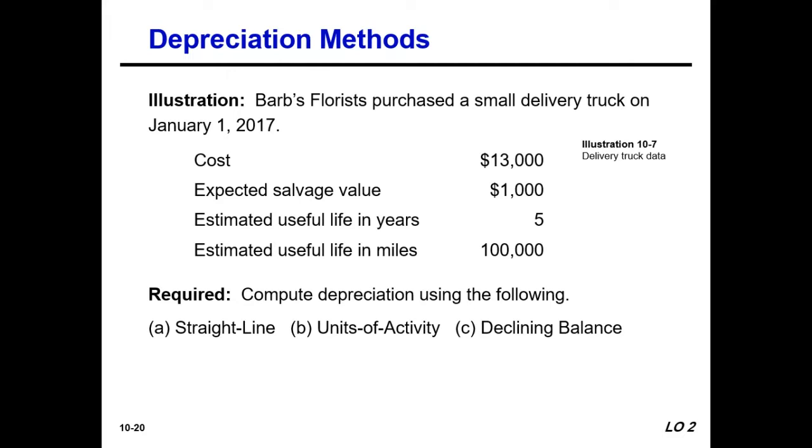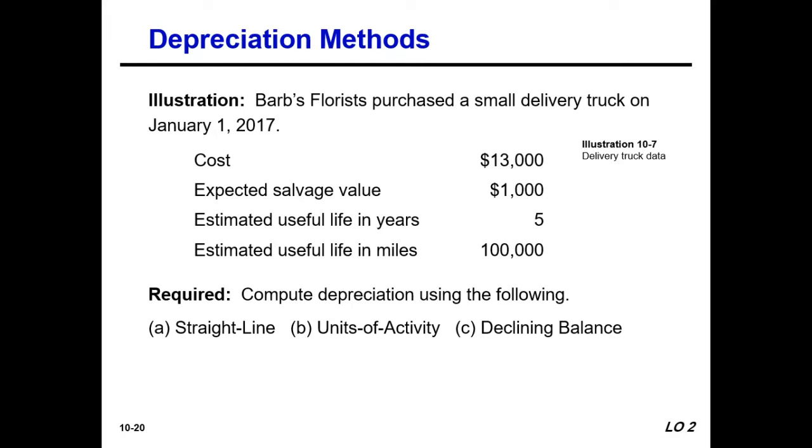Bob's Florist purchased a small delivery truck on January 1, 2017. So in the beginning of January 1, 2017, the cost is 13,000. Now what is this cost, 13,000? It includes all the cost for painting, whatever the cost it was. So imagine this cost is given. In real life, as an accountant, you have to calculate this cost based on the price you paid and any other cost, just like in previous questions we have seen.